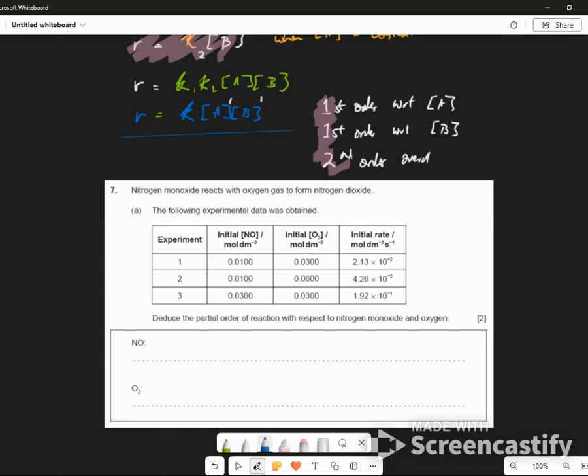Well, it says partial order here. It means like this. This is a partial order, and this is a partial order. So a partial order is finding the order with respect to one thing and then finding the order with respect to a different thing. Well done, Longy, that's exactly what it means. So in this case, in the equation I've just done up here, the partial order is 1 with respect to A. It is 1 with respect to B. So these are known as partial orders.